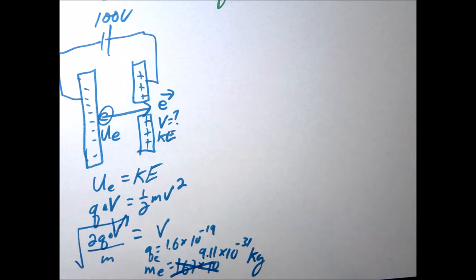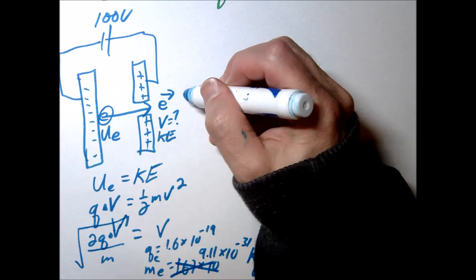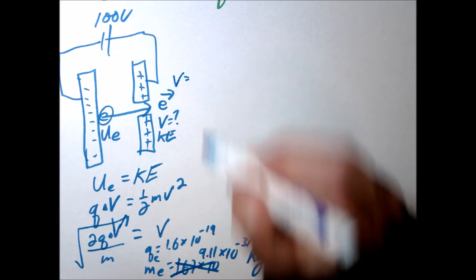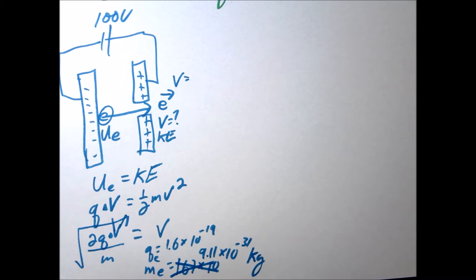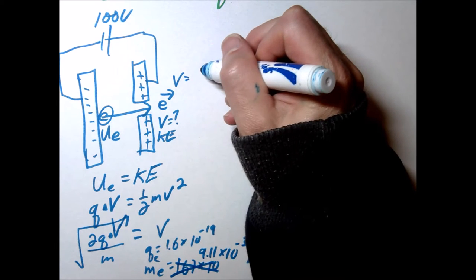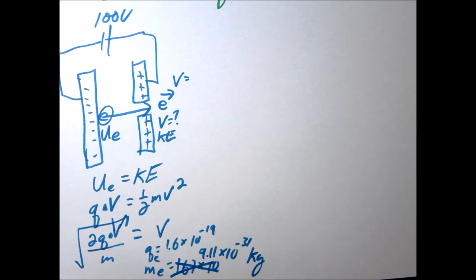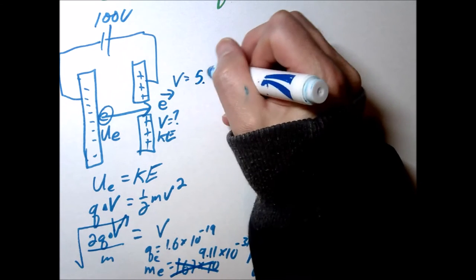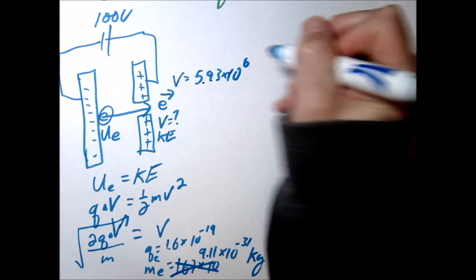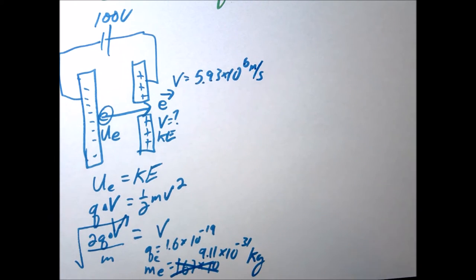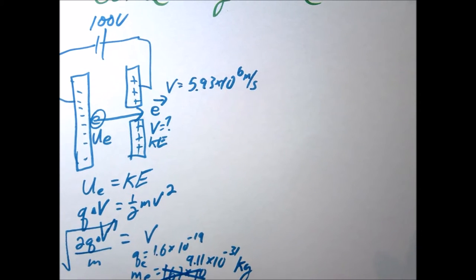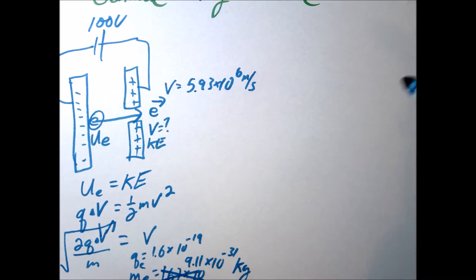I'll do it myself. And I get a velocity of, nope, that's wrong, 5.93 times 10 to the 6 meters per second. So go ahead and verify that you get what I get. But anyway, that's going to be the speed of that electron.